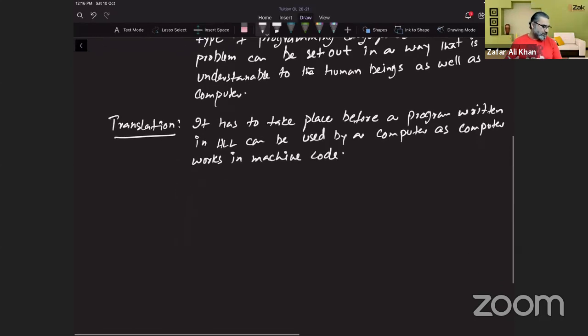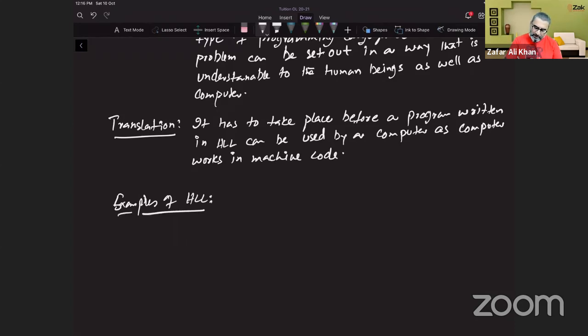So this is translation. Let's have examples of high-level languages. There are high-level languages like Visual Basic, Python, Pascal, C++. I think that's enough. All right, so etc.